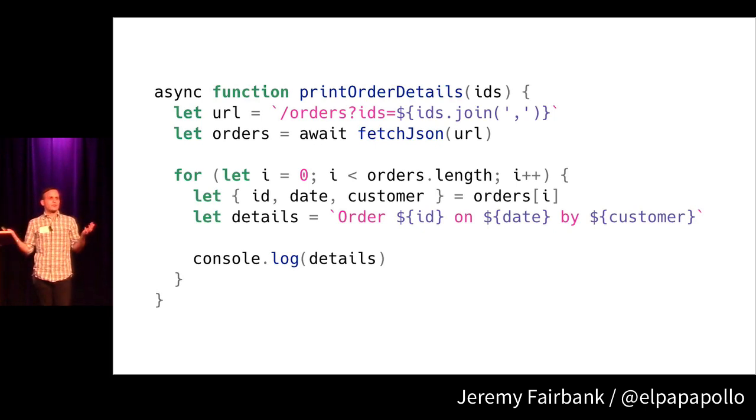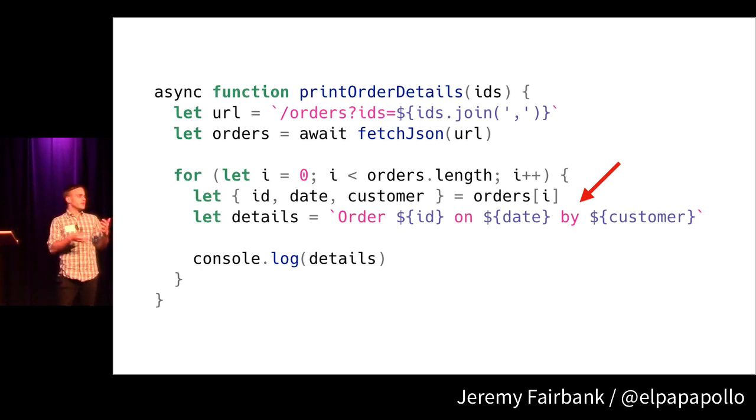This is a function called preorderDetails. It's an async function. It takes a list of IDs, fetches the orders by IDs, and prints them out to the console. Briefly highlighting what we're doing: we generate a URL based on the IDs, joining them together with the join method on the array. Then we await the orders. This is an async function, so we fetch all these orders, get back the orders, and finally loop through them, get the ID, date, and customer off each order, and create a string of details that we can print to the console.